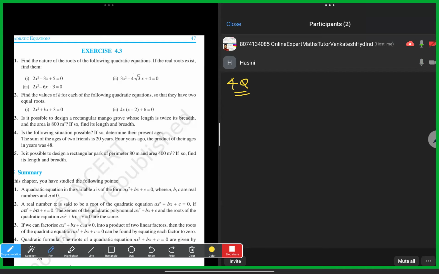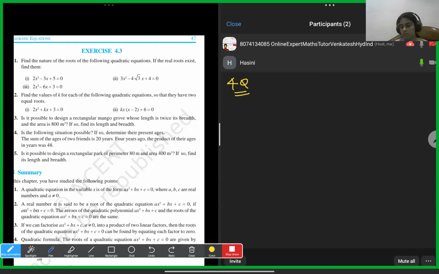So now they said, Hasmi, is the following situation possible? If so, determine the present ages. That is only what we are doing now. The sum of the ages of the friends is given as 20. We already know that when the sum is given, one person's age is taken as x, which means the other will become 20 minus x.